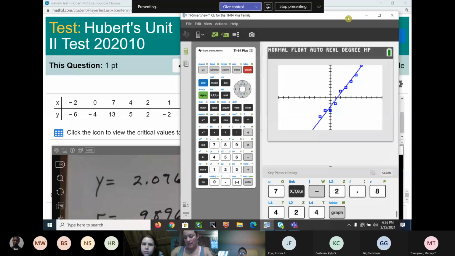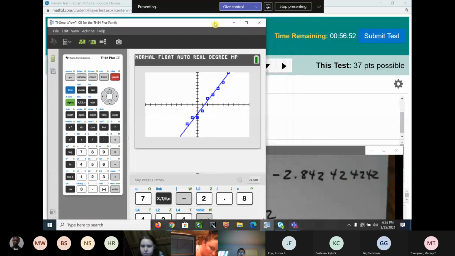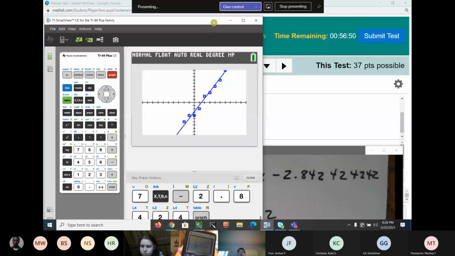Question. Yes, ma'am. Why does my calculator draw my line way over there, but I got the right? Because you got it typed in wrong. Graph. You got a negative somewhere in there. Go back to y equals. You said y equals 2.097 subtract 2.84. And then hit graph.